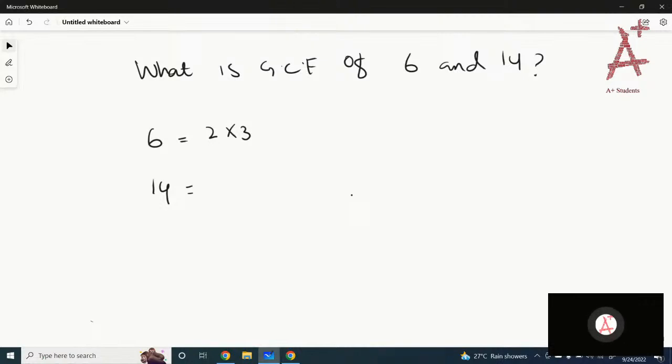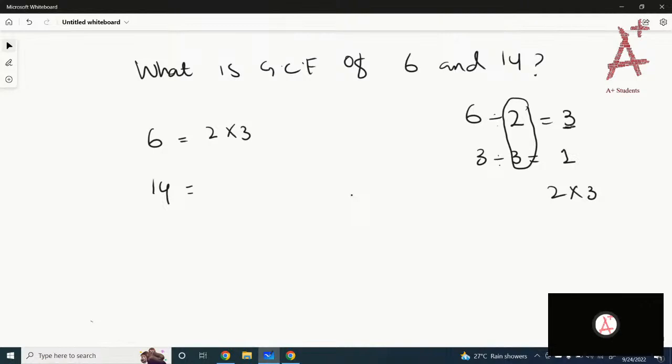Let me just revise. We can write the prime factors of 6 by dividing 6 by the smallest prime number. The smallest prime number that can divide 6 is 2. So 6 divided by 2 equals 3, and then you have to divide this number again by the smallest prime number that can divide 3. 3 is the only prime number that can divide 3. So 3 divided by 3 equals 1. So this is the prime factorization of 6. 2 times 3 is the prime factors of 6. Got it? You already did this in grade 6. I'm just revising. Got it? This way you write the prime factors of every number.